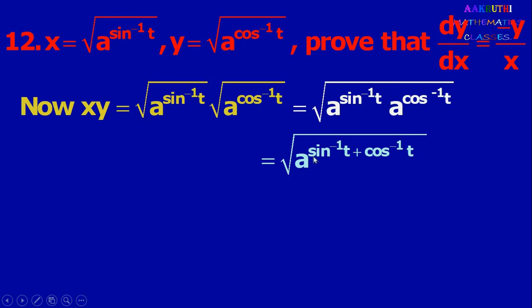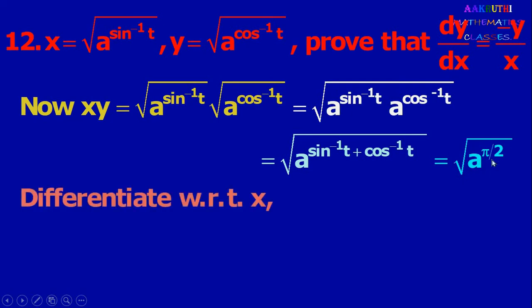And here we have one formula, sin inverse x plus cos inverse x is always pi by 2. So therefore sin inverse t plus cos inverse t is pi by 2. And we can write it as root of a to the power pi by 2, and it is a constant. Therefore x into y is root of a to the power pi by 2.